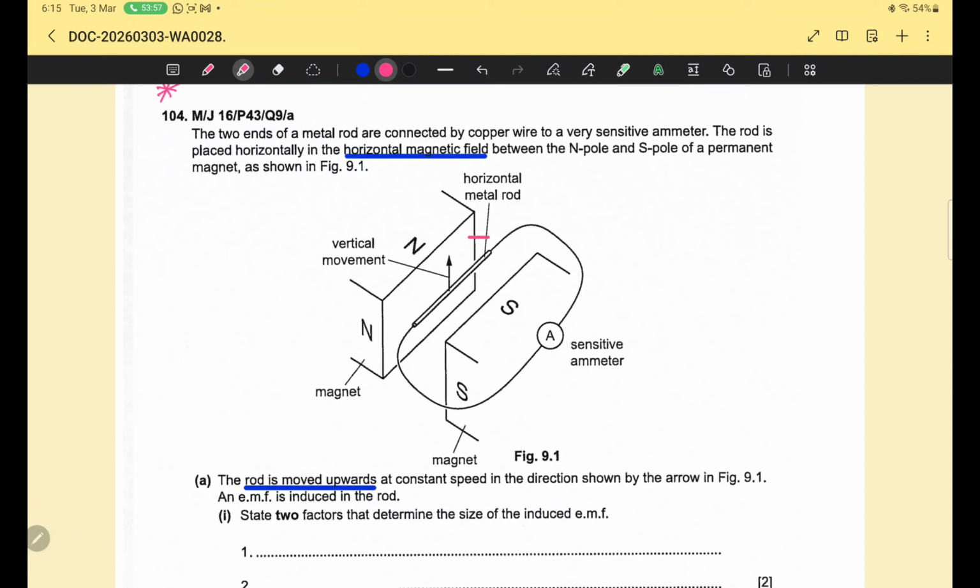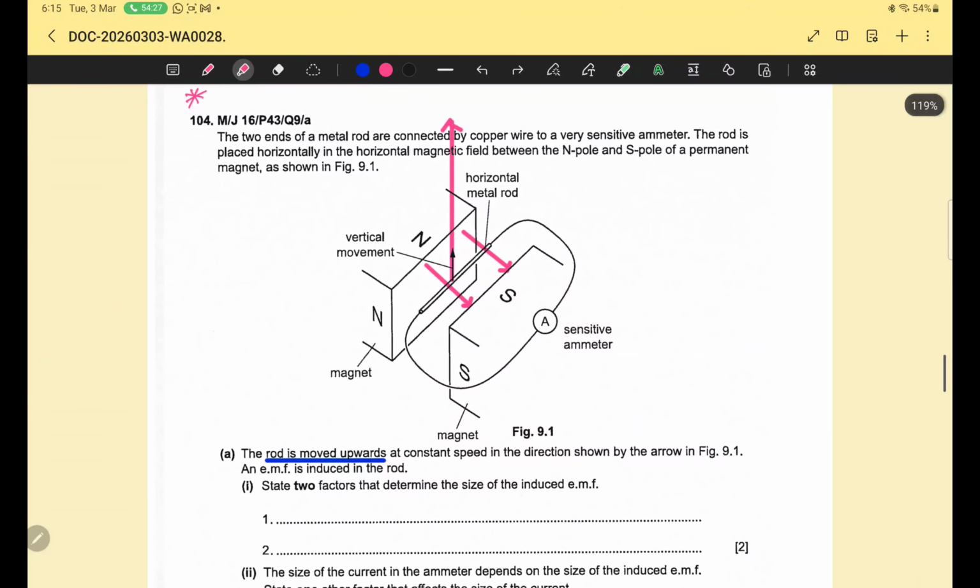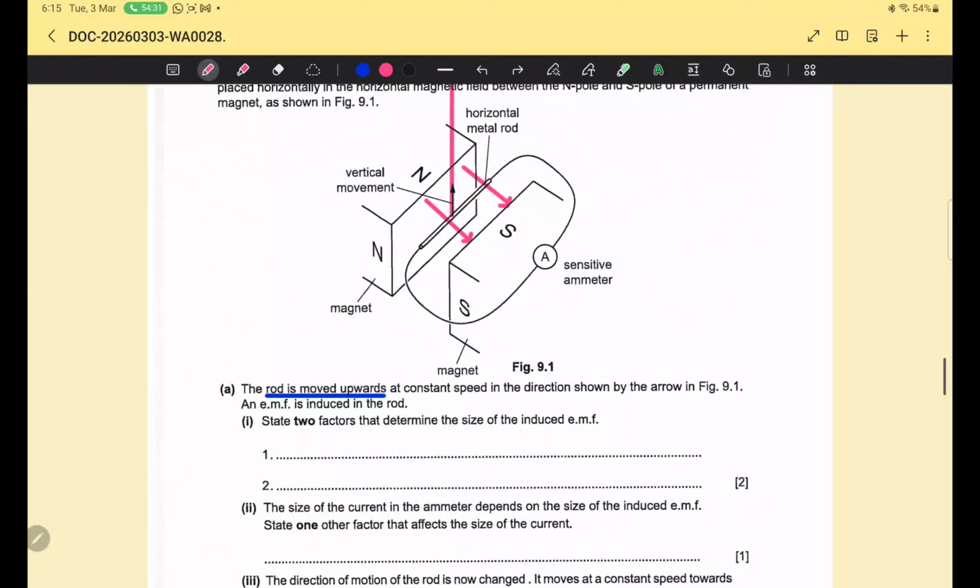You can see the magnetic lines are horizontal, and the rod is not moved horizontally. The rod is moved vertically upward. An EMF is induced in the rod. The question is, state two factors that determine the size of induced EMF. When is induced EMF greater, when is it lesser? So apply common sense.